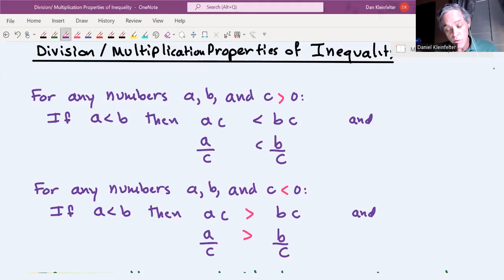Okay, so there are 2 parts to this, really. For any numbers a and b, and c bigger than 0 for this: if a is less than b and you multiply by c, ac will be less than bc. Or if you divide by c, a over c will be less than b over c. So that's the same as before. If you have a less than b, you multiply by c or divide by c, and it's just as you would expect, if the c is positive.